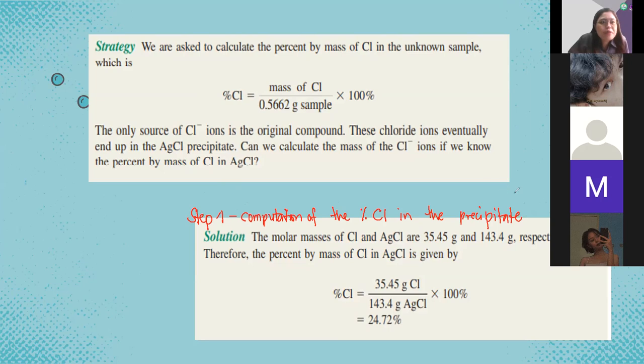Precipitate muna tayo. Ano nga yung precipitate sa problem natin? Silver chloride. And ang kanyang weight ay 1.0882 grams. Pero ang una natin i-compute ang percent chloride na nasa precipitate. And how do we get that? To get the percent chloride in the precipitate class, you need the atomic weight of chloride or the element na hinahanap natin, and i-divide mo siya sa molecular weight of the precipitate times 100. Okay, times 100.